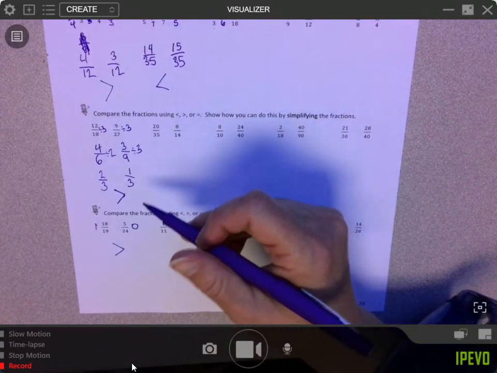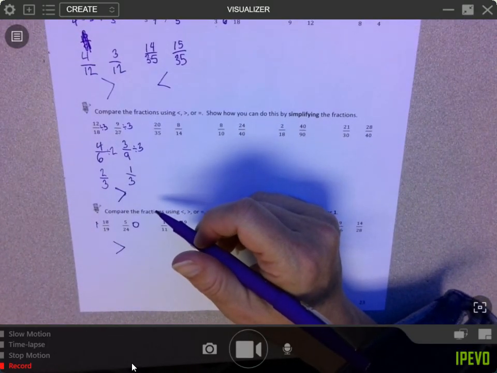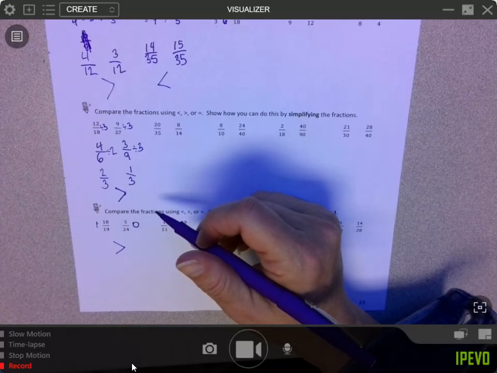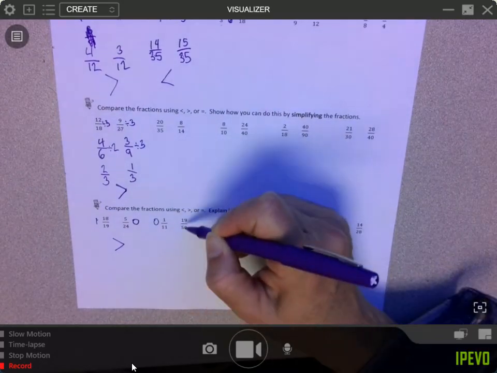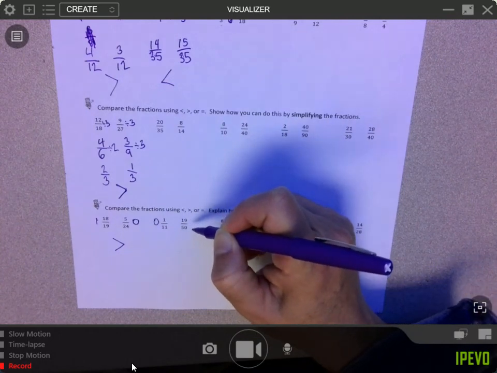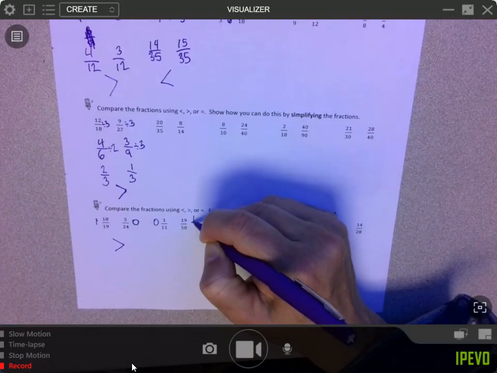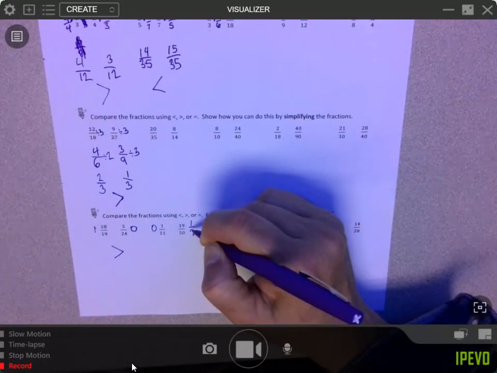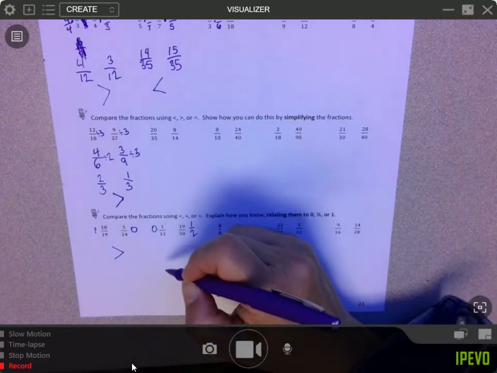Let's look at our next one. 1/11. Closest to 0, half, or 1? Birthday boy Kellen. It's closer to 0. 19/50. What do you think, Lila? A half. So is 0 less than or greater than a half? James? 0 is less than.